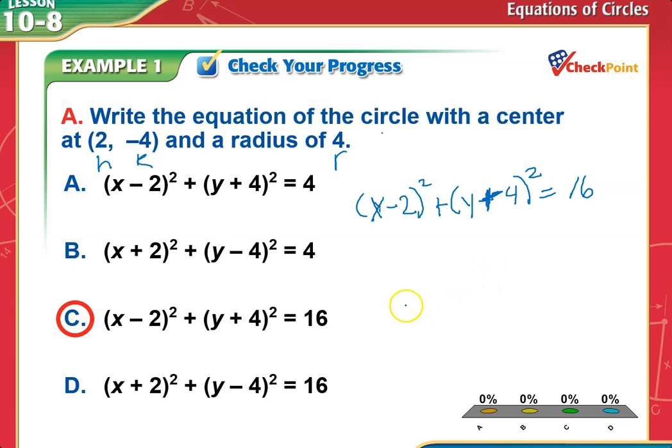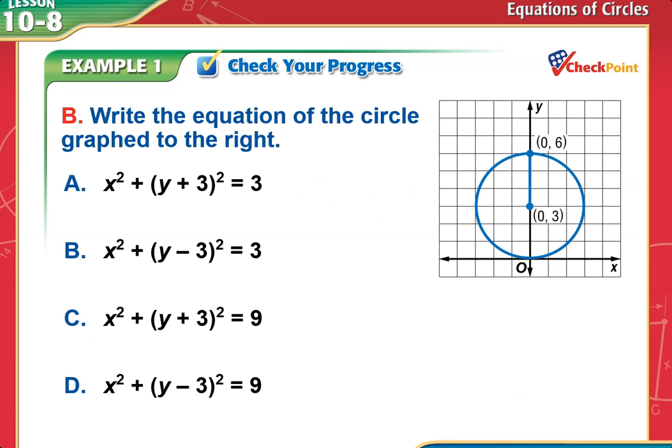So if you look at A, it's almost correct. They just forgot to square the radius. Now you're going to look at a circle that's graphed. Check your progress. Go ahead and pause your video and write down the equation of this circle. Okay, so if you said D, you are correct.